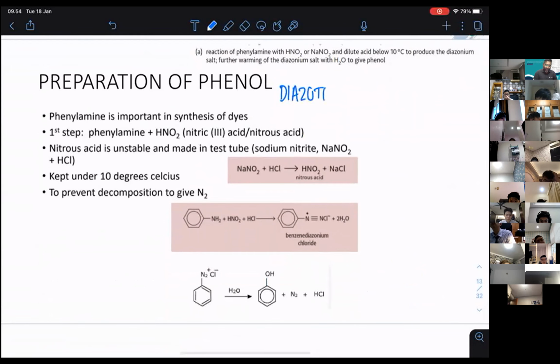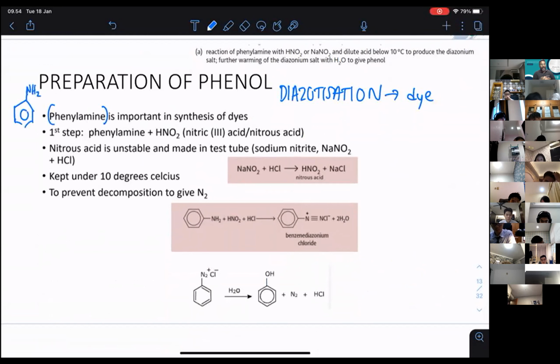Diazotization is a reaction that we are going to use to prepare dyes. So in order to do that, we start from phenylamine. What is phenylamine? Phenylamine is a benzene with an NH2 on it. So what happens is there is a reaction between phenylamine and HNO2.